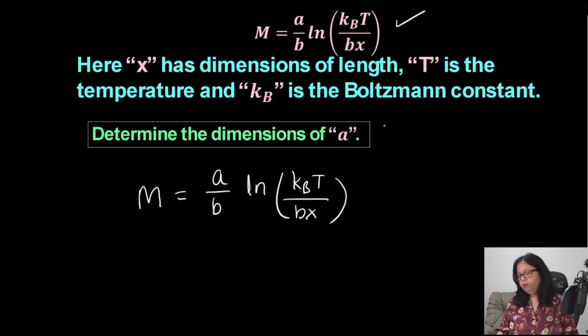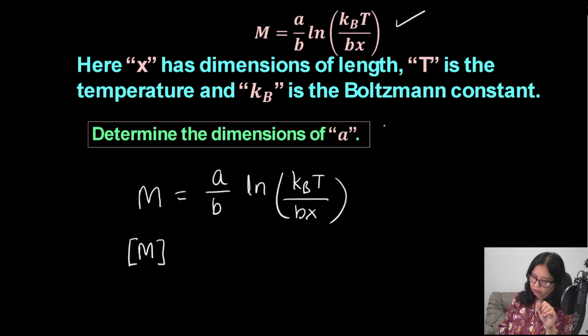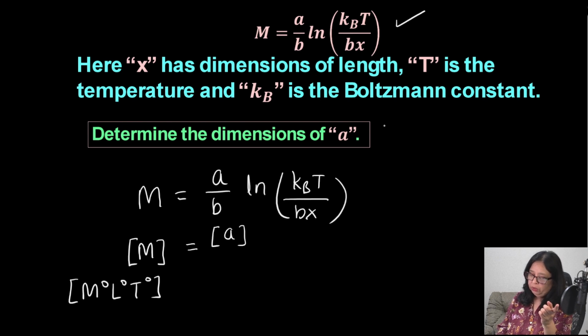Now what are we told? That M is a dimensionless quantity. That means it is also unitless. So that means the dimensions of M, which is none really, it's going to be M0, L0, T0, or you can say there's no unit, is equal to the dimensions of A, or dimensional formula of A over B.